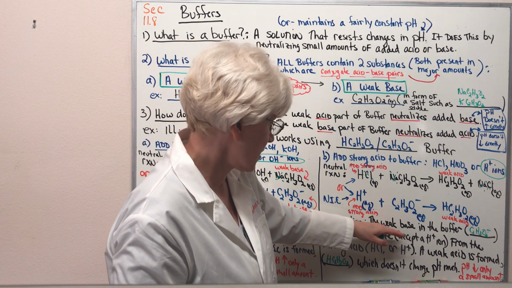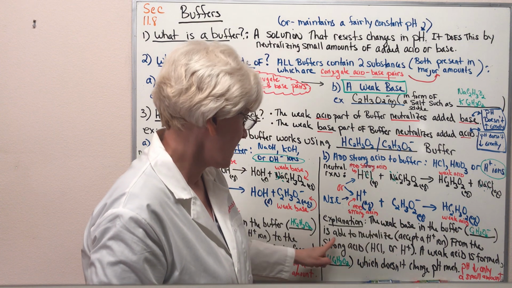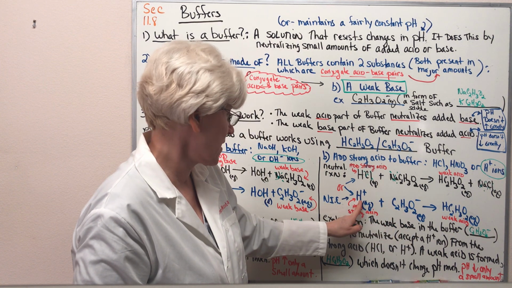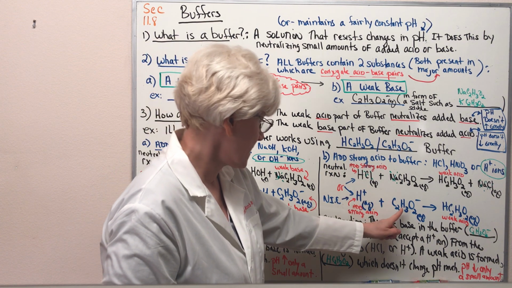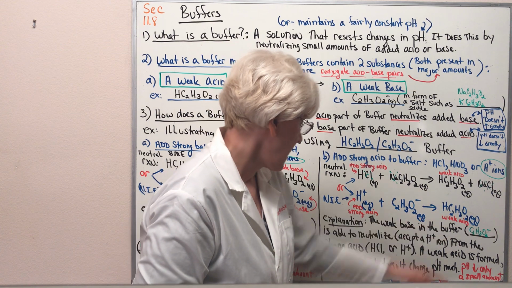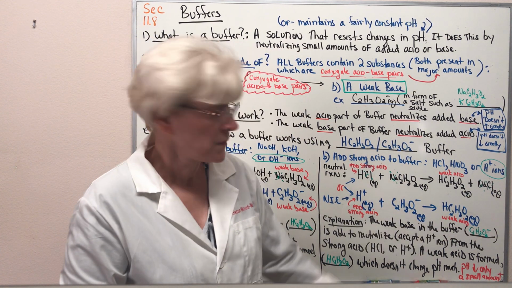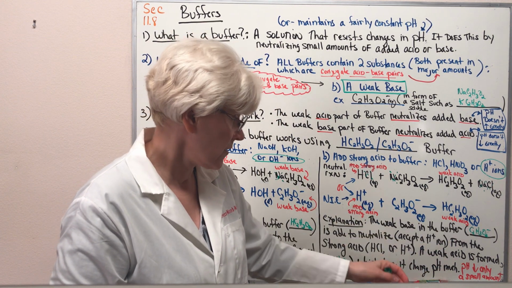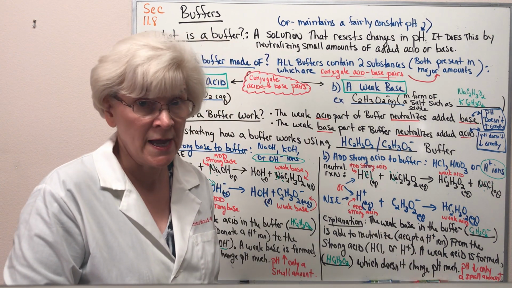So, explanation: the weak base in the buffer, the acetate ion, is able to neutralize, in other words accept, a hydrogen ion from the strong acid. Hydrogen ion is accepted by the acetate, and the weak acid, acetic acid, is formed, which doesn't give up the hydrogen ion readily, and therefore the pH decreases by only a small amount.